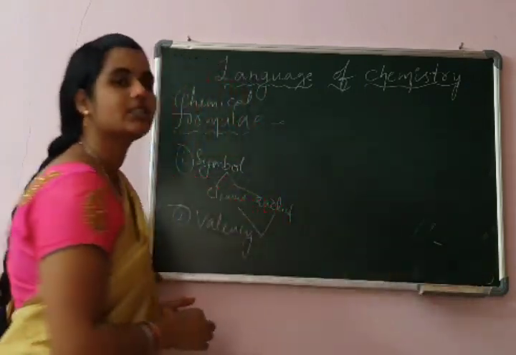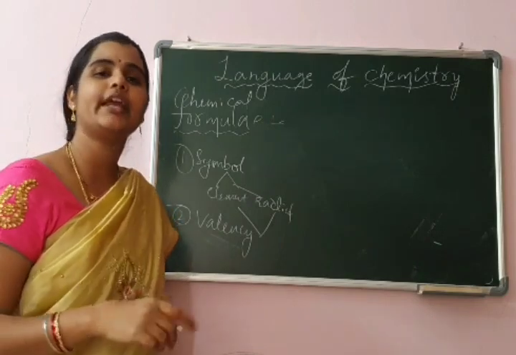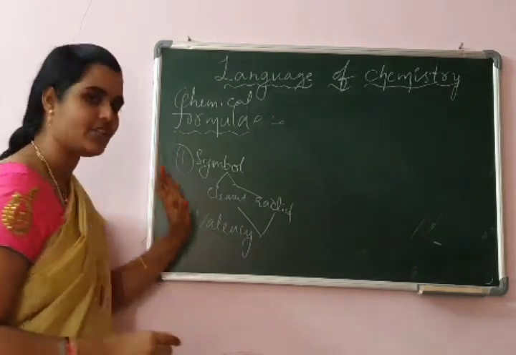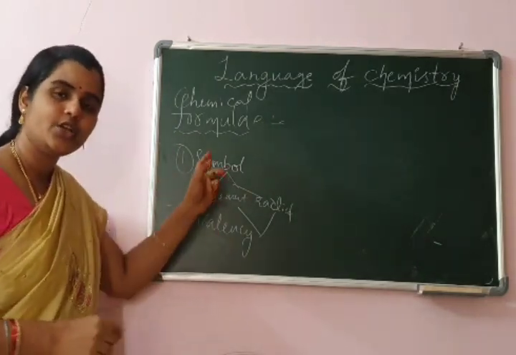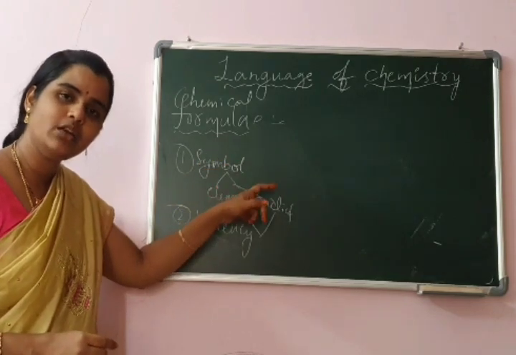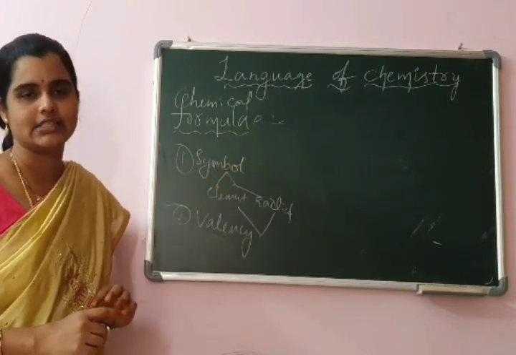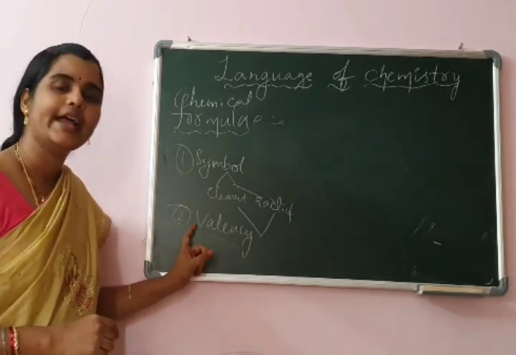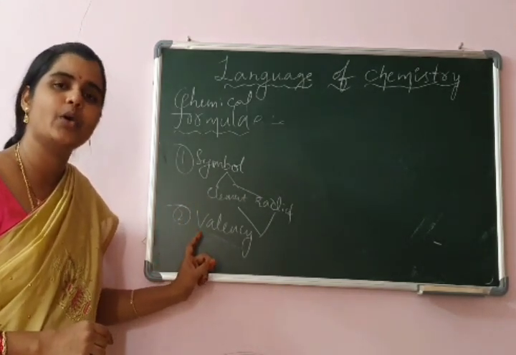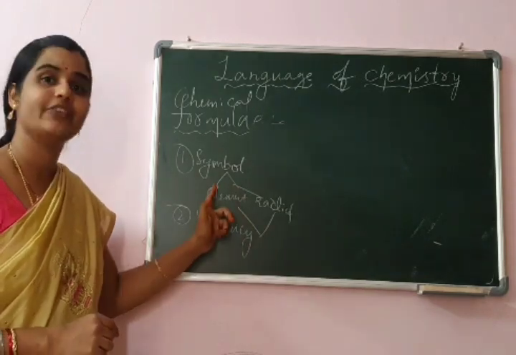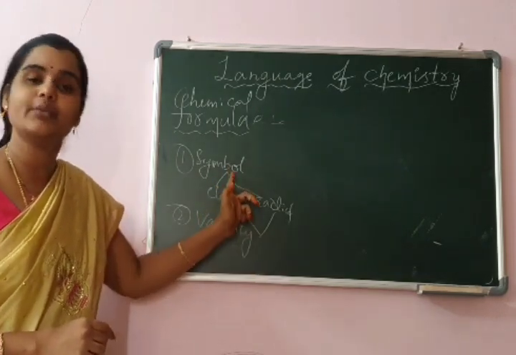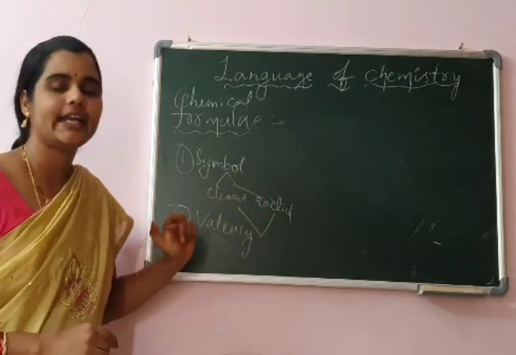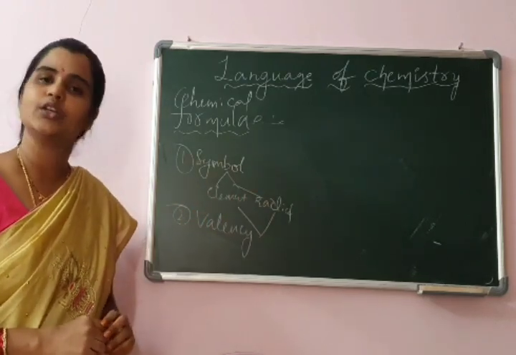So to write any chemical formulae, we need this information. The first one is, you should know the symbol of the elements or the radicals which are present in the molecule. You also have to know the valency of the element if it is an element. If it is a radical, the valency of the radical should be known.